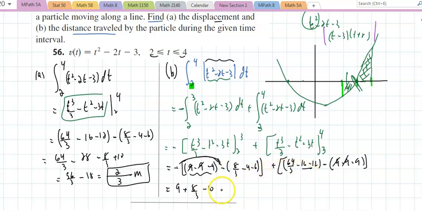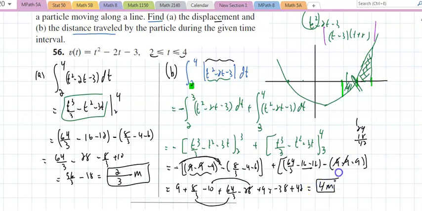And that would be 64 over 3 minus 28 plus 9. So I'm looking at a negative 38. And I'm looking at 64, 72 over 24. 24 plus 18, whatever that is, 42. That turns out to be 4 meters. Altogether, we moved backwards and forward a total of 4 meters.